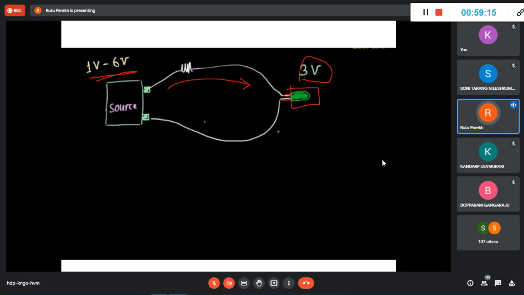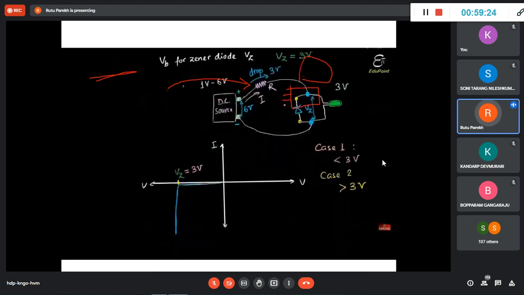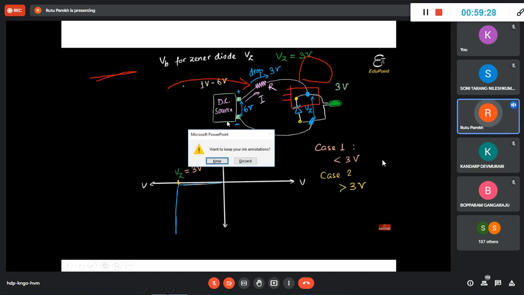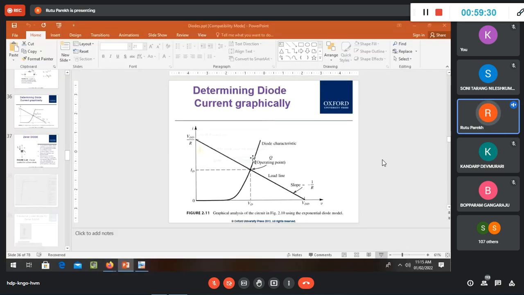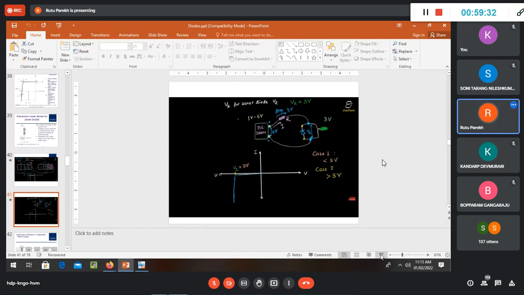This LED will be destroyed. You cannot give a higher voltage, right? Because it has some capacity. If a higher voltage falls, it will get destroyed. So that is the operating condition, the voltage that it needs.